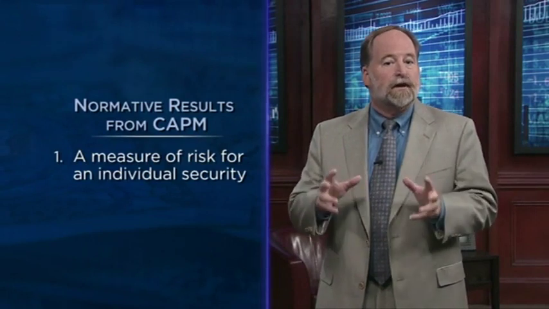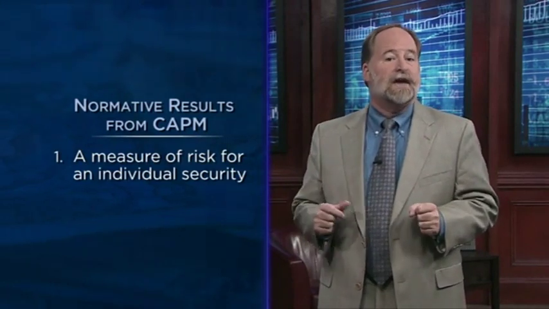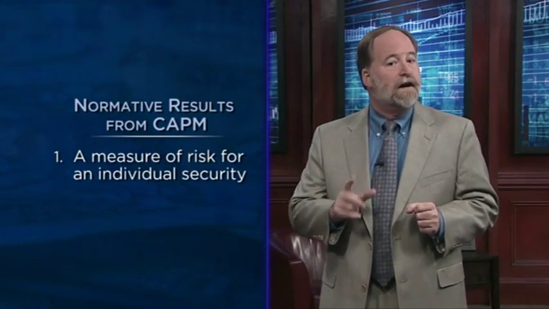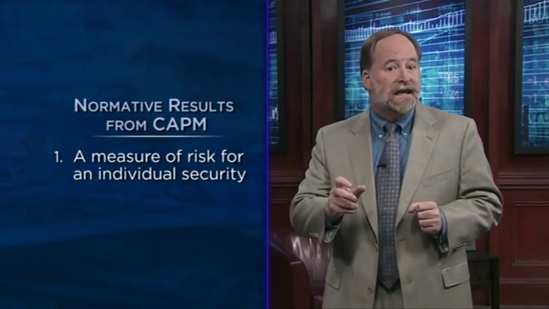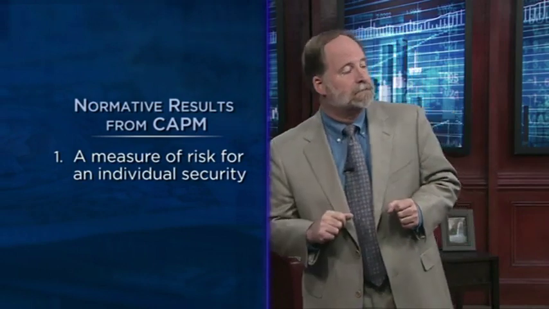Okay, let's take a closer look at the equilibrium by building the capital asset pricing model. To give away a bit of the ending, let me highlight some of the normative results that we get from CAPM first. The first normative result is that there's a measure of risk for an individual security that comes out of CAPM. Remember, the return variance of an individual security cannot be risk. We'll see what it is in the CAPM.